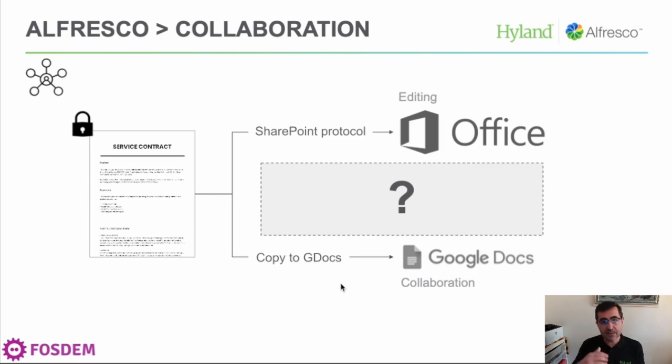So these are like the first steps for a document, and once the document is prepared, once we have this document with all the metadata, with the content, with the searching capabilities, then we need to start working with that in many cases. By default, Alfresco is providing the SharePoint protocol that can be used with Office in order to edit these Office documents. We have also support for Google Docs, so we can copy the document to Google Docs. You can edit the document in Google Docs, and that comes back again to the Alfresco repository.